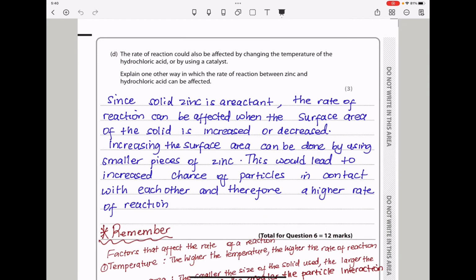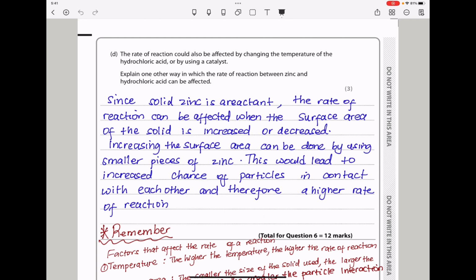In part D, the rate of reaction could also be affected by changing the temperature of the hydrochloric acid or by using a catalyst. Explain one other way in which the rate of reaction between zinc and hydrochloric acid can be affected. Now, if we do not use a catalyst or change temperature, we could change the surface area. Zinc is a solid and it's reacting with hydrochloric acid, which is in aqueous state. It means the surface area should be large in order for the particles to interact well.